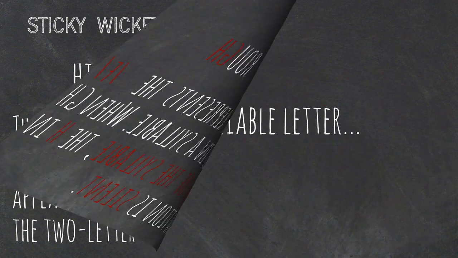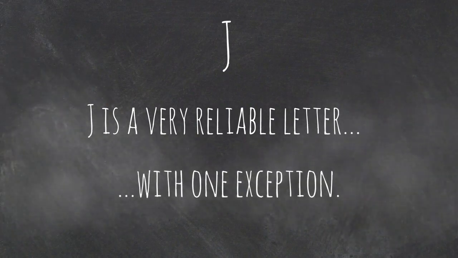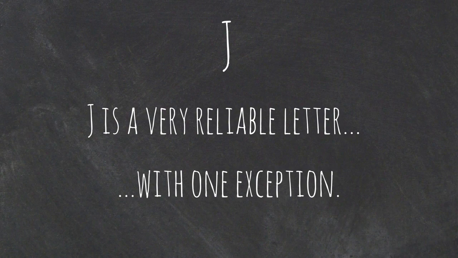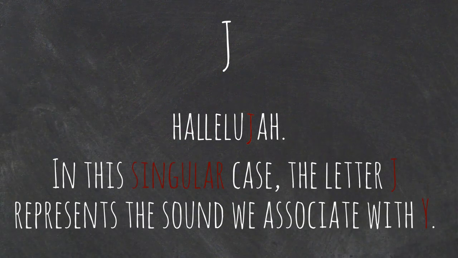Let's move on to the letter J. And J overall is a very reliable letter. The only thing is it has one very interesting exception. And that exception is this: the word hallelujah. When we say the word hallelujah, the J actually doesn't make the sound that we associate with J at all. In this singular instance, the letter J represents the sound we associate with Y. And I say singular case because this is the only word in the American English language in which this actually happens.